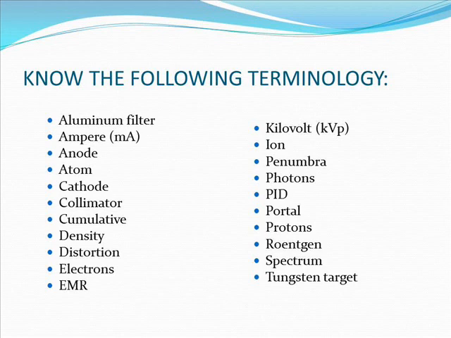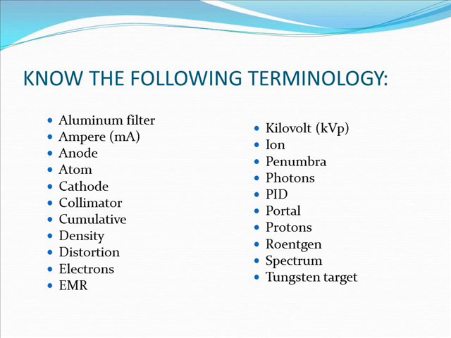Electrons are the negatively charged particle of an atom, and that's what creates electricity and creates radiation. EMR stands for electromagnetic radiation. Kilovolt is the speed of the electrons. A kilovolt is a speed of the electrons. An ion is an atom that has an imbalance in the protons and the electrons, either has gained or lost electrons.